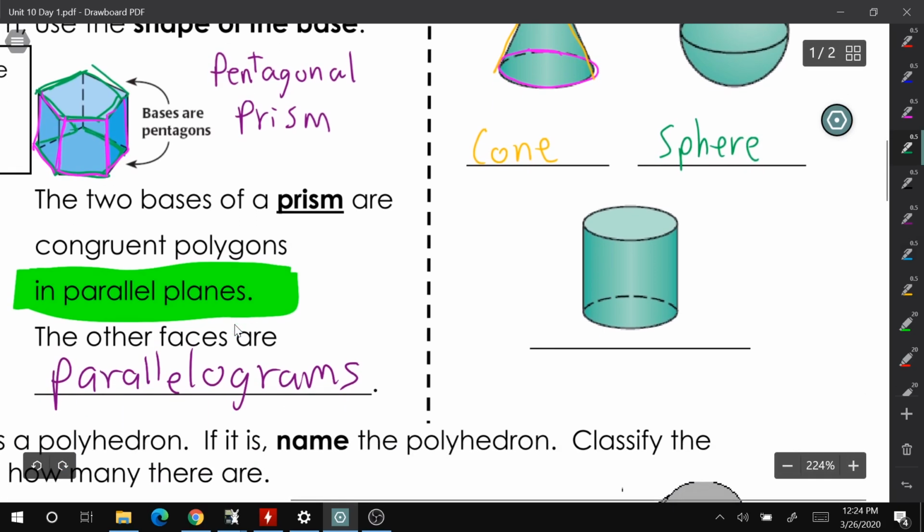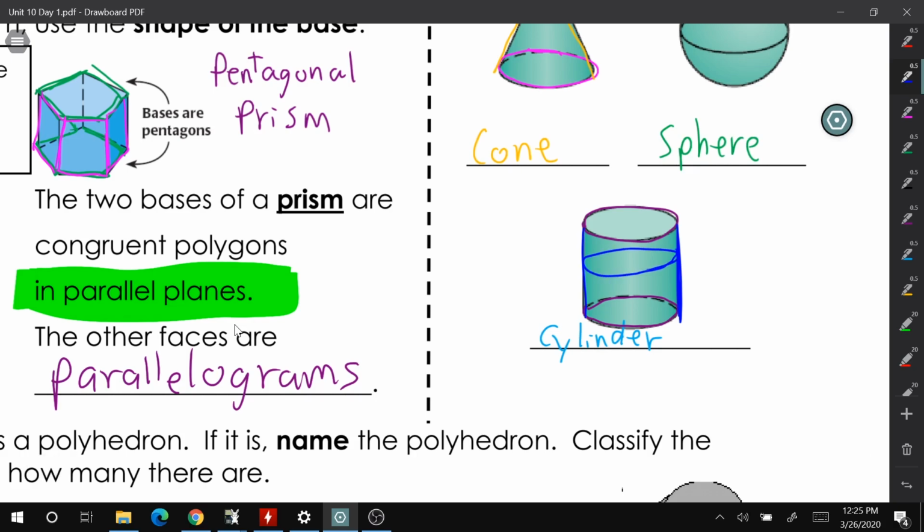And this last one is a cylinder. And yes, a cylinder does have two bases, and yes, those two bases are parallel, but you don't have a parallelogram connecting them. You have this round thing that connects them.